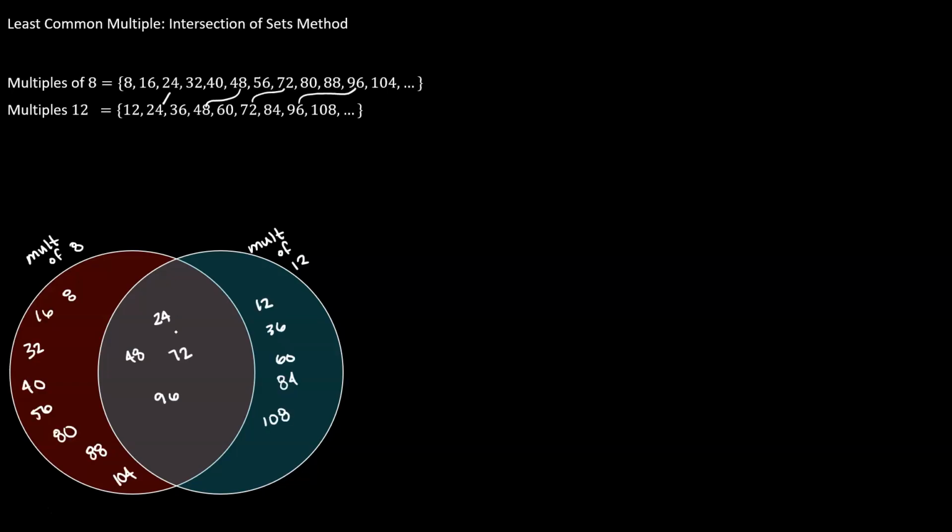Oh, we didn't really finish that problem, did we? We're looking for the least common multiple, so we look in the intersection and pick the smallest number. So our least common multiple of 8 and 12 is equal to 24.